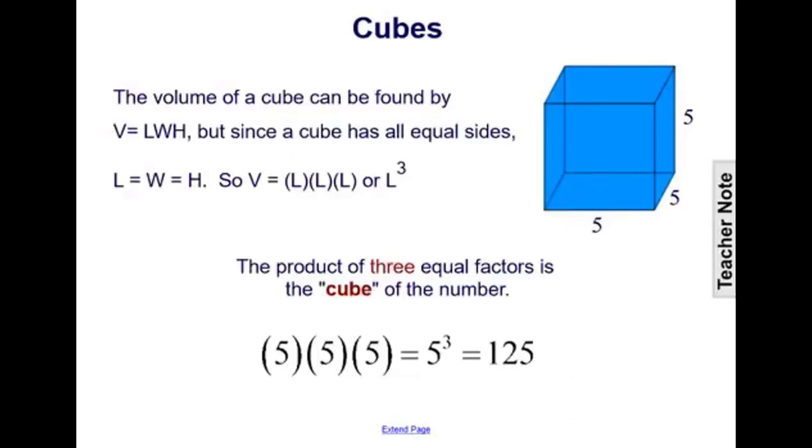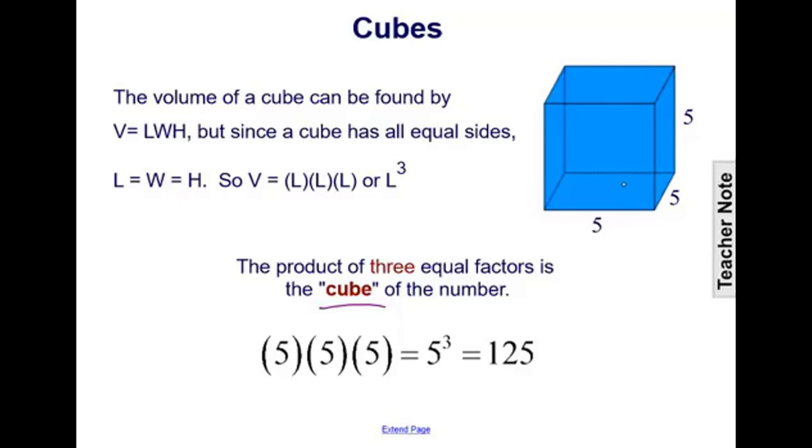Cube roots. The volume of a cube can be found by using the formula volume equals length times width times height. But since a cube has all equal sides, the length equals the width, which equals the height. So the volume of a cube can be found by multiplying the length times the length times the length, or, since you're multiplying the same thing 3 times, it's the length to the third. So the product of 3 equal factors is now called the cube of a number because of this relationship with the volume of a cube.